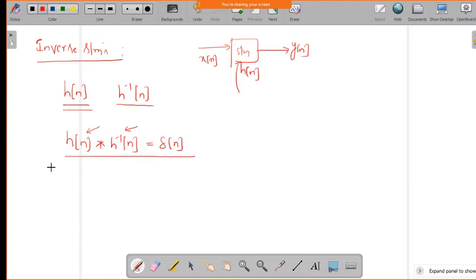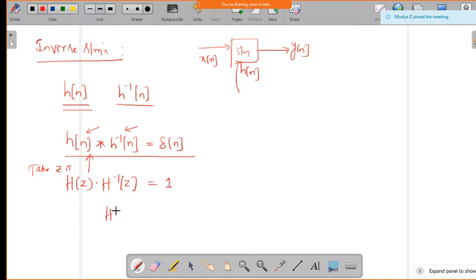Because convolution is a tedious job, as we know, we take the z transform of this and get H of z. Taking the z transform on both sides, the convolution becomes multiplication, so you get H of z times H inverse of z, and this equals 1. Then we can easily find the inverse of the system, that is H inverse of z, which is nothing but 1 over H of z.